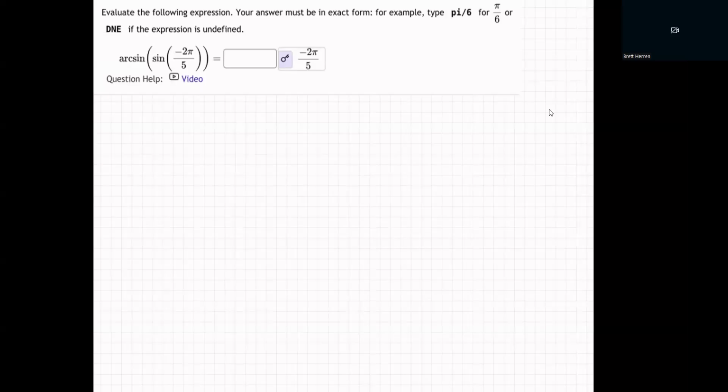Okay, so in this example, it is asking us to find the arc sine of the sine of minus 2 pi over 5. And you can see that the answer is exactly the same as the question. It's minus 2 pi over 5. Why is that? Well, it's because arc sine and sine are basically the opposites of each other and they cancel out. Now, it's not always going to be quite that simple.